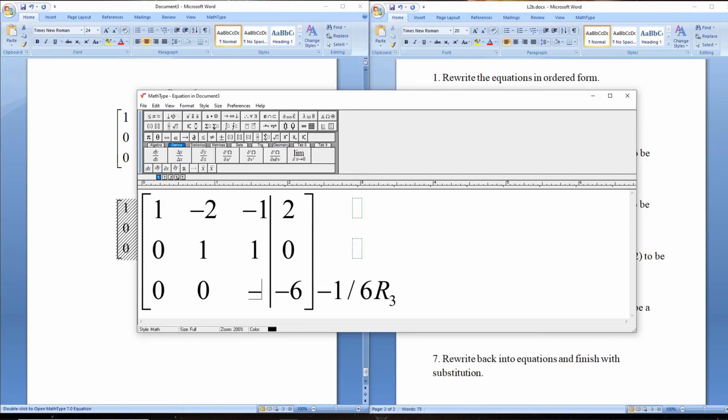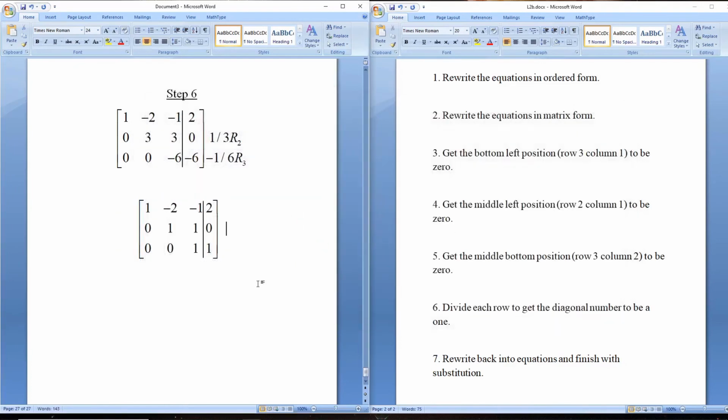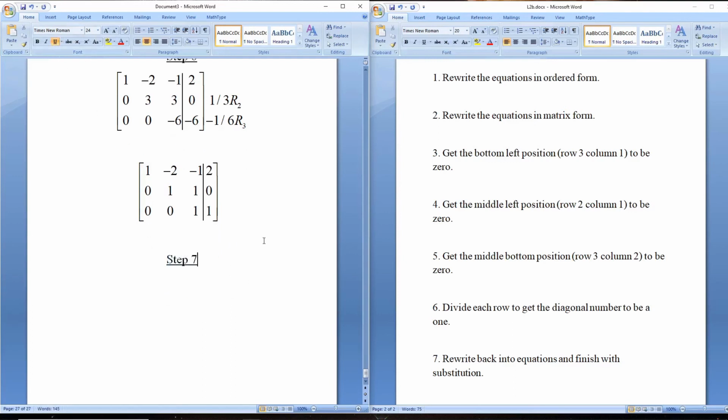So minus 6 divided by minus 6 is 1. Minus 6 divided by minus 6 is 1. And we completed that instruction. So now let's go on to the final step here, step 7. And we want to rewrite our matrix back into equation form so that we can finish off with substitution.